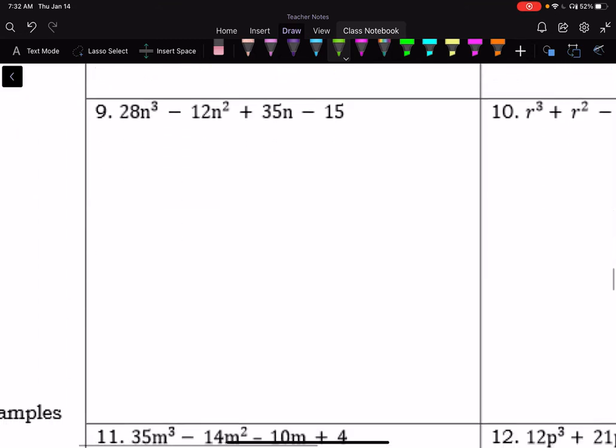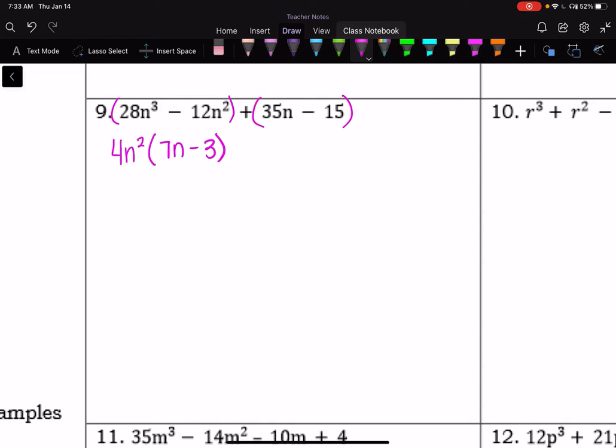Moving on to number 9, we're going to go ahead and group both of these terms. And take the GCF from my first group, which is going to be 4n squared. 4 divides into both 28 and 12, and the highest amount of n's that both of them share is 2, which gives me n squared. This is going to leave me with 7n minus 3.